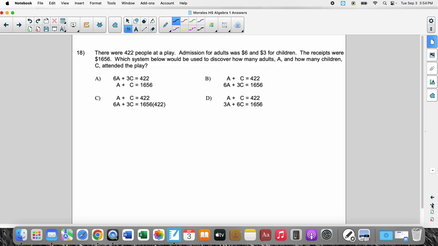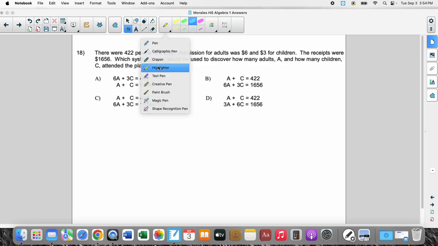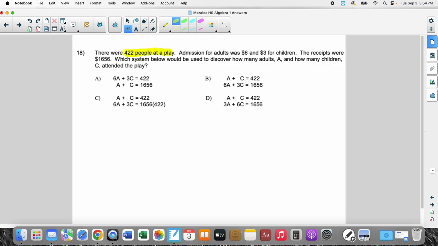All right, 18, there were 422 people at a play. Admission for adults was $6 and $3 for children. The receipts were $1,656. Which system below would be used to discover how many adults, A, and how many children, C, attended the play? So we have two statements that we have to write. This 422 people deal with adults and children. This 1,656 deals with the cost.